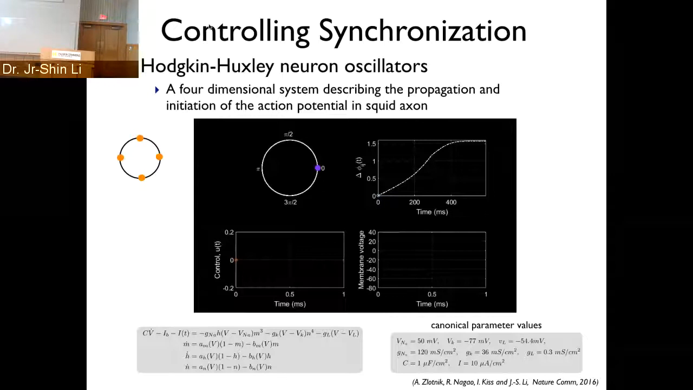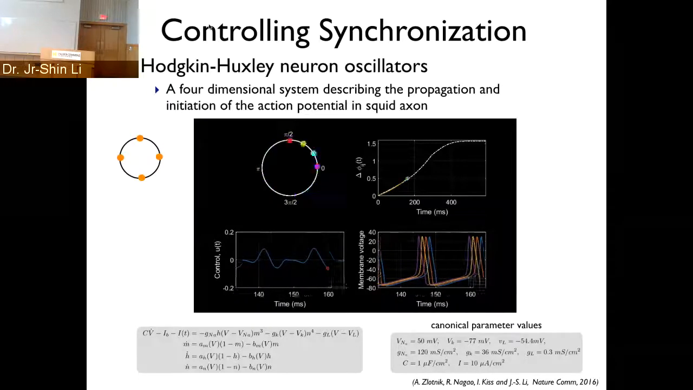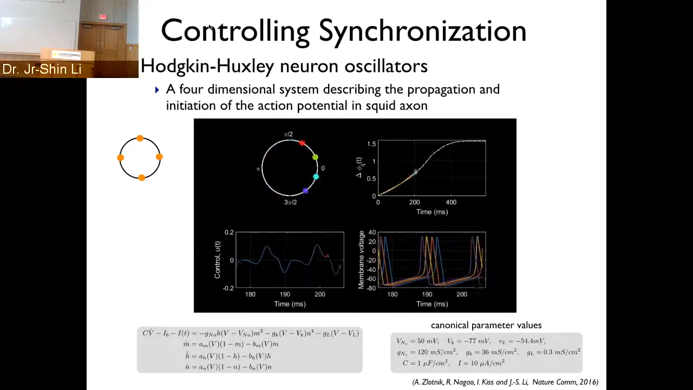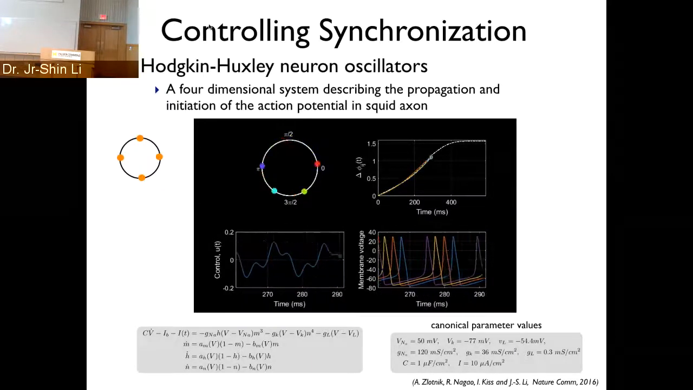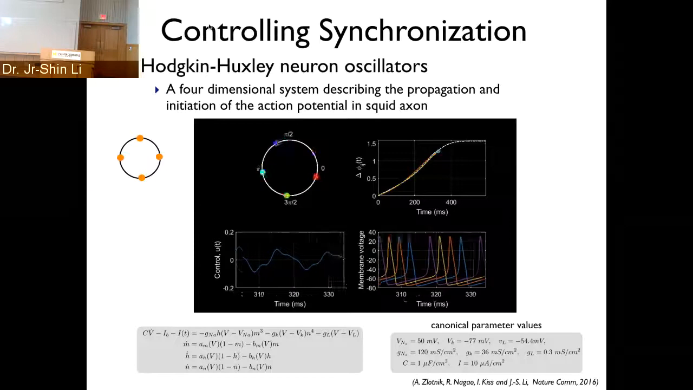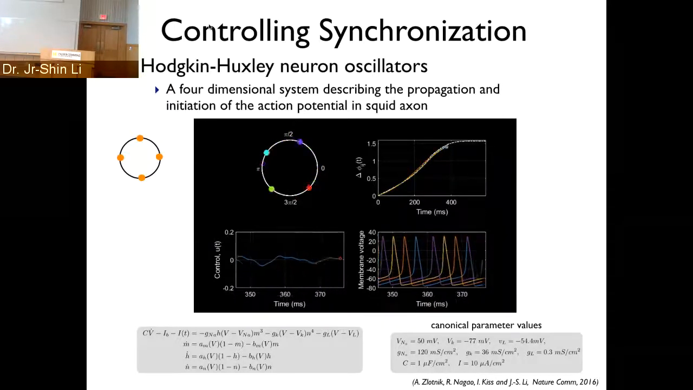Now this is an example where I took four Hodgkin-Huxley neurons. They started with the same initial state but have different frequencies. I wanted to design an input so that over time I could map them to form this pattern. This is the input that I'm applying, and you can see that after many, many cycles they start to move apart. It takes some time, and finally the phase pattern is locked. So I'm going to lock this into four groups.